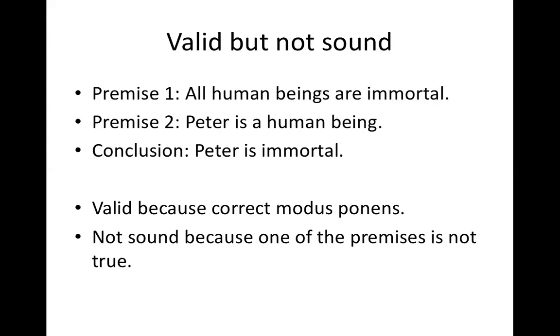Valid but not sound. An argument can be valid but not sound. Example, all human beings are immortal. Peter is a human being, therefore Peter is immortal. This argument is valid because it's a correct modus ponens. But it is not sound because one of the premises is not true.